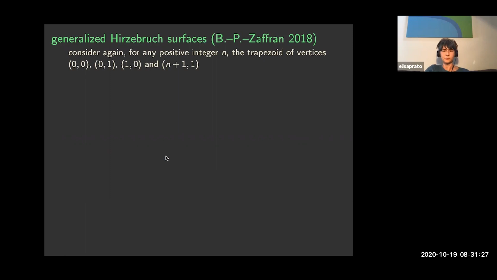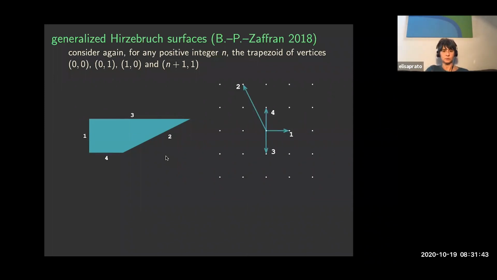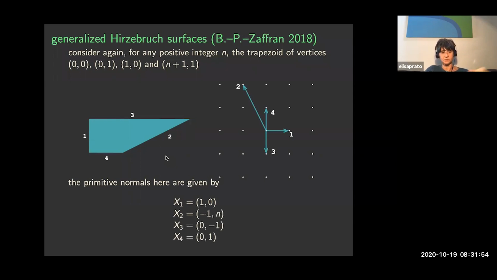The kite was joint work with Fiametta, and this discussion on Hirzebruch surfaces is joint work also with Zaffran. Let me go back to the trapezoid that we considered earlier. I will show the normals here. These are the primitive normals that are needed for the classical Delzant construction. They're these vectors: (1, 0), (1, -1), (n, 0), (-1, 0), (1).